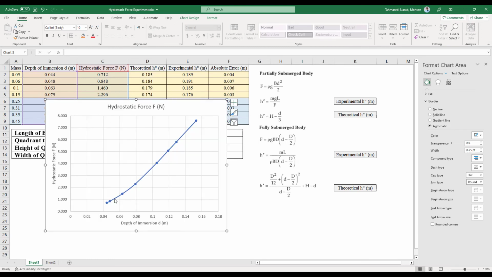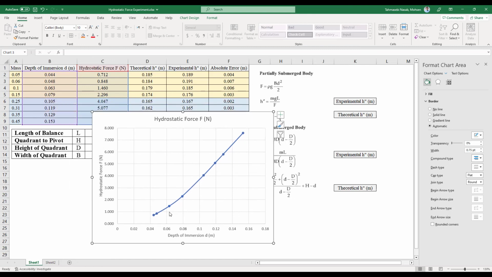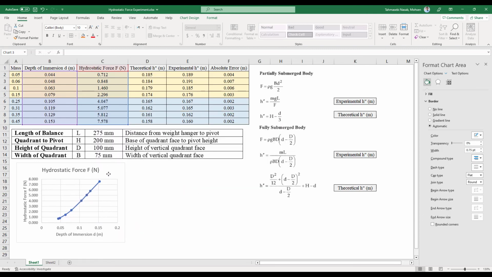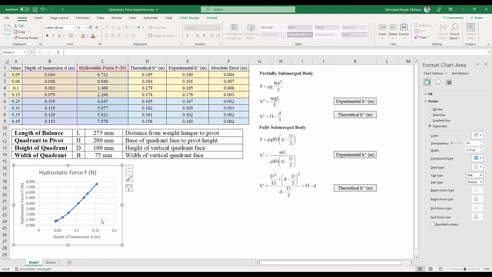Take a look at this area over here. After some point, and if you want to be precise, this point is the last point of your partially submerged. After this point, you can see that the slope of the line changes. Okay, so this is the first graph that I wanted to show you. You can see that as depth of immersion is increasing, the hydrostatic force is also increasing as well.